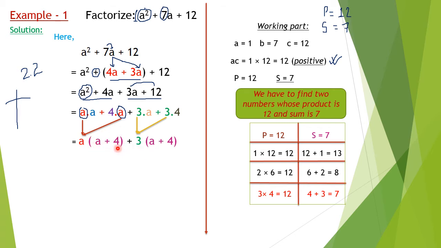So what we have to do with the common is take the common out and write the remaining in the bracket. We have to take a plus 4 out, and the remaining is a plus 3. You can see by the color also, a in red and 3 in green are the remaining after taking a plus 4 common, and they are in the bracket. And with the line also, you can see that now it's our answer.